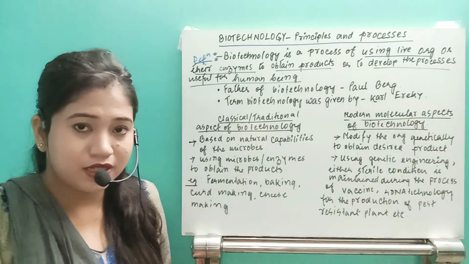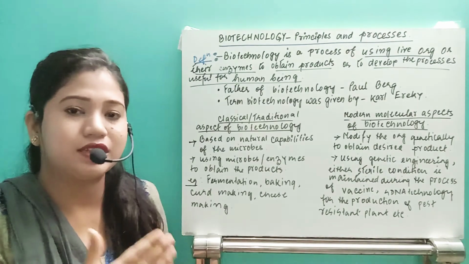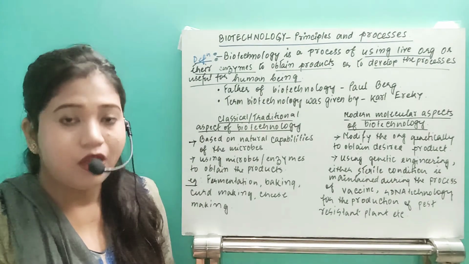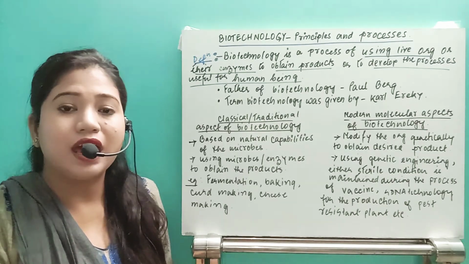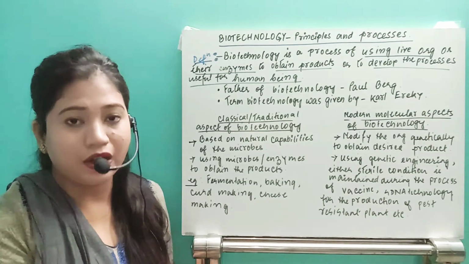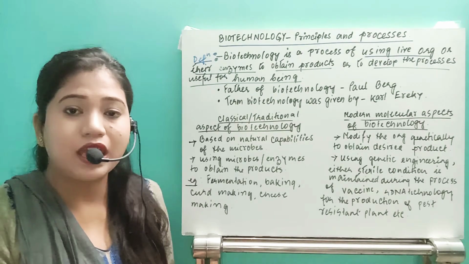It will produce that Bt toxin and it will be present throughout the plant, in the leaf, in the stem, in the root, everywhere. Whenever a pest comes to that plant and takes the leaf, then that specific arthropod or that specific insect which is a pest of that plant, it will die.